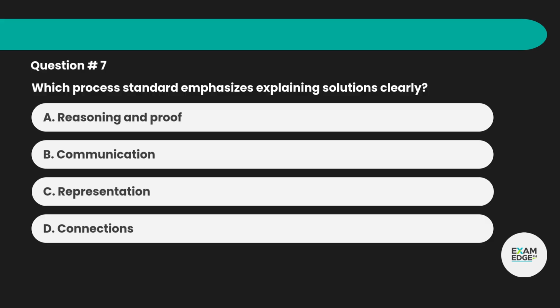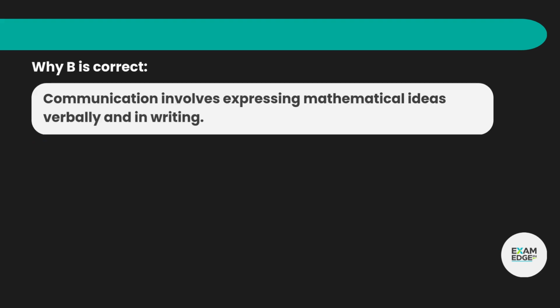Question number 7. Which process standard emphasizes explaining solutions clearly? A. Reasoning and proof. B. Communication. C. Representation. D. Connections. Correct answer: B. Communication.